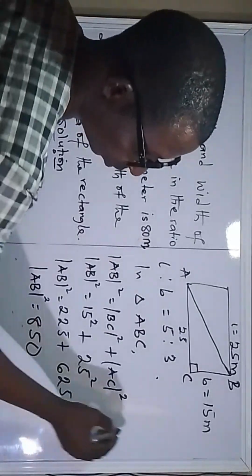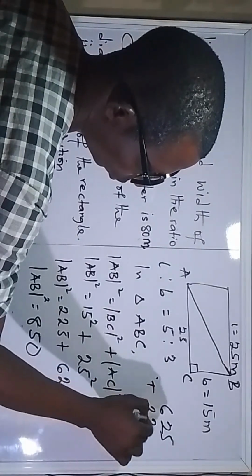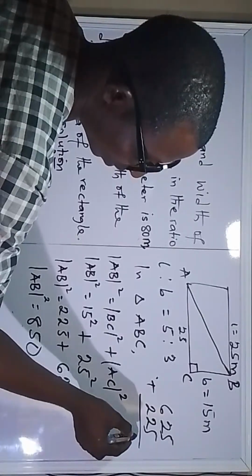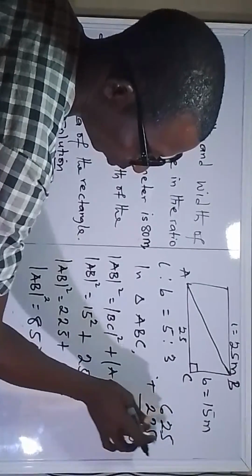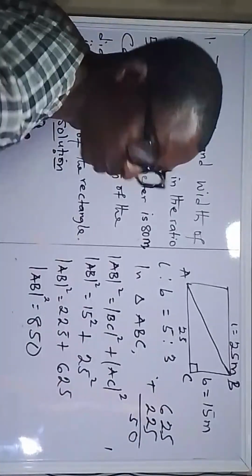When you add this and this together, 850. So you can just do 625 plus 225. When you add 5 plus 5, that is 10. Put 0, carry 1. 2 plus 2, 4, plus 1, 5. 6 plus 2, that's 8.